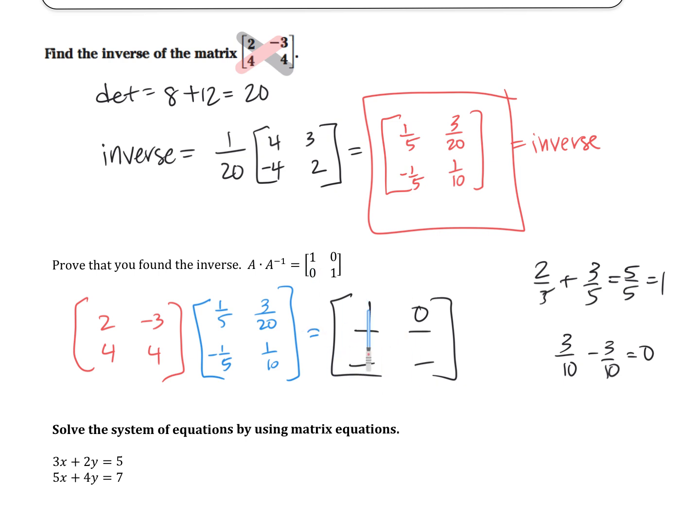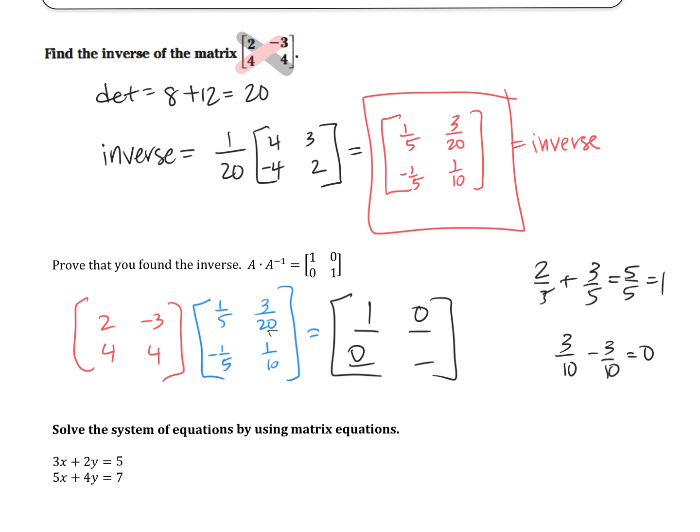This is bottom row, left column. Boom. What's this getting me? 4/5 plus a -4/5, so that gets me 0. Boom. This is feeling great.